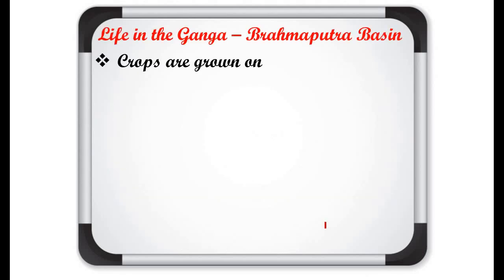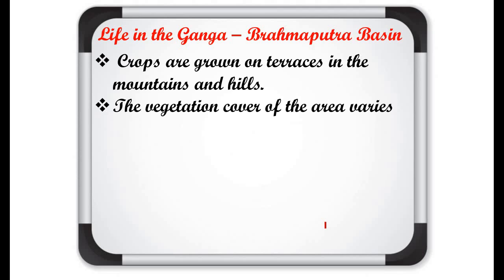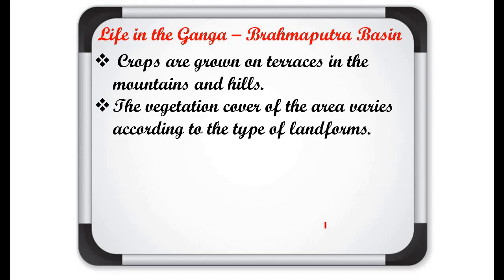Crops are grown on terraces in the mountains and hills also. On the mountains and hilly areas, cultivation is done, which is known as step farming, in which the mountains are cut into broad steps, and these steps are used to grow crops. This is known as step farming. It is practiced in hilly areas. Sometimes this question is asked: which type of cultivation is practiced in hilly areas?